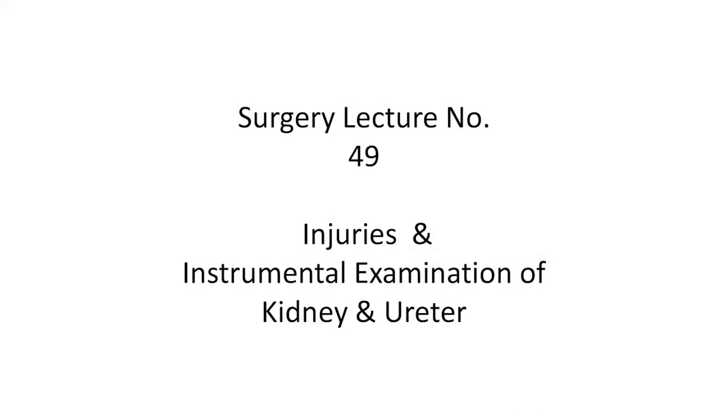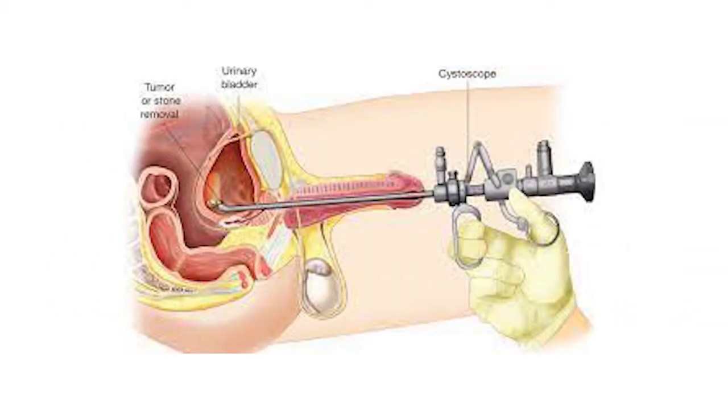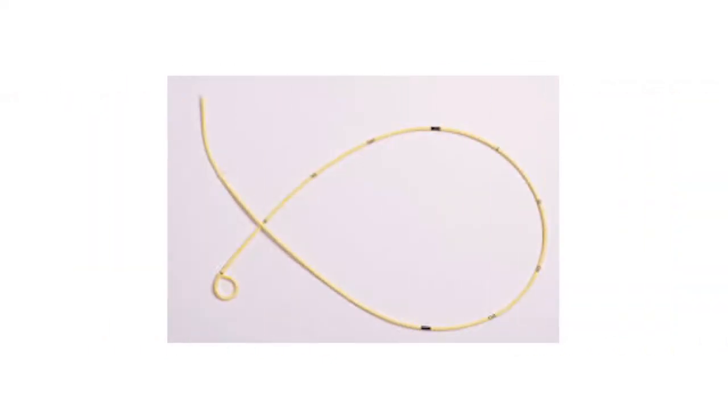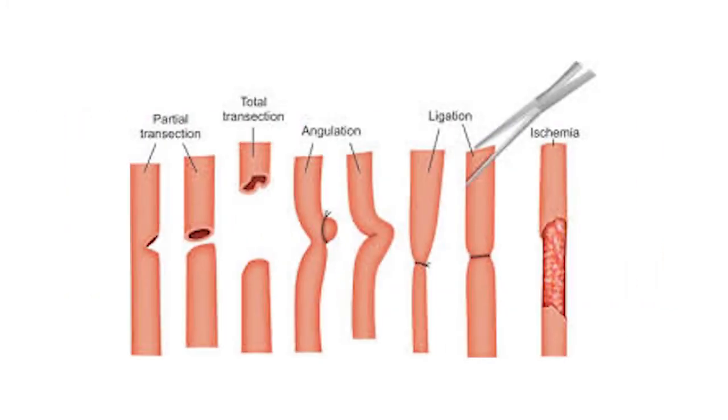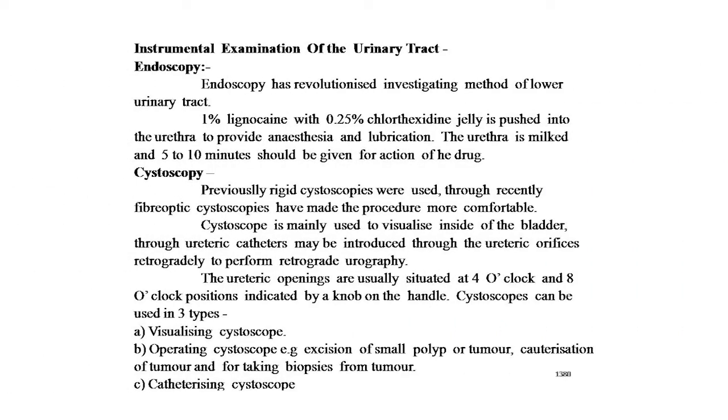Welcome again, my dear students, to my surgery lecture number 49, on injuries and the instrumental examination of the urinary tract. In this lecture we will cover all types of endoscopy, that is cystoscopy, ureteroscopy, urethroscopy, endoscopic examination of the urinary system, ureteric catheterization, injuries to the kidney and its management, and injuries to the ureter and its treatment. Now we start with the instrumental examination of the urinary tract, that is endoscopy.